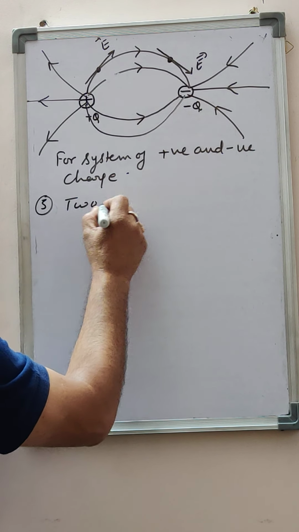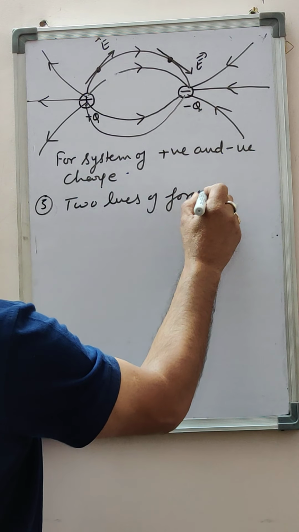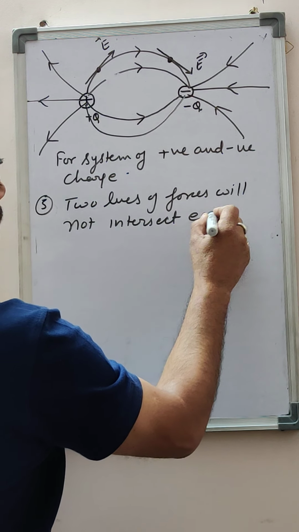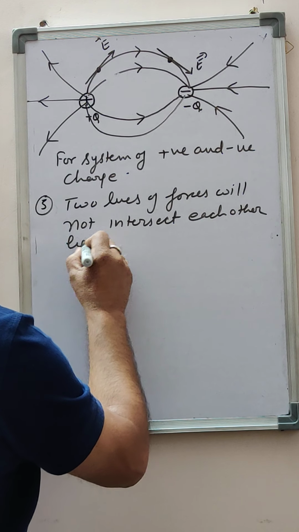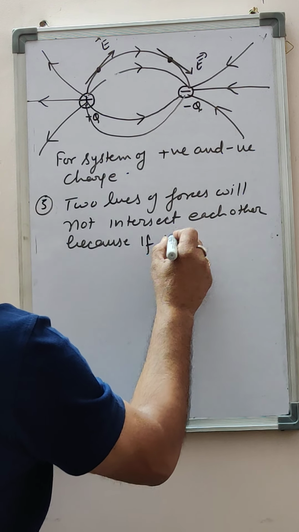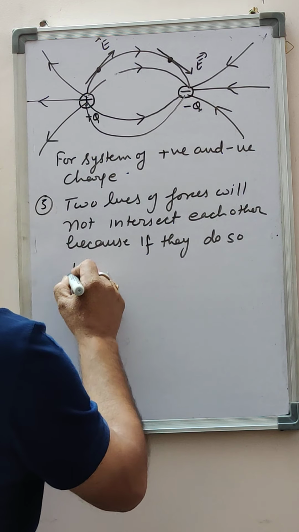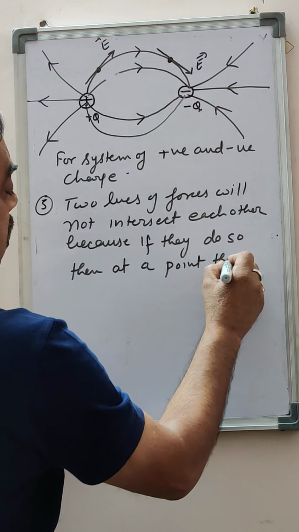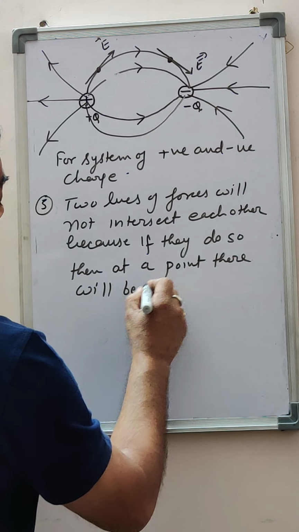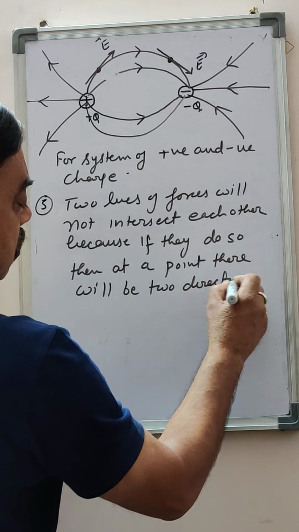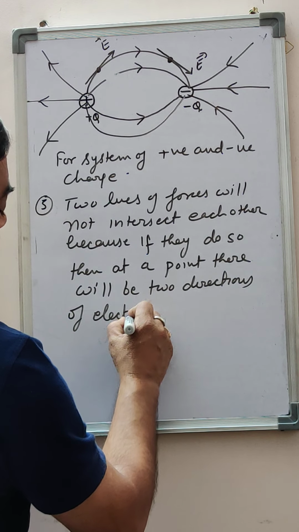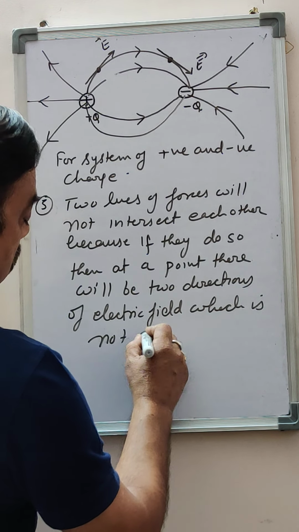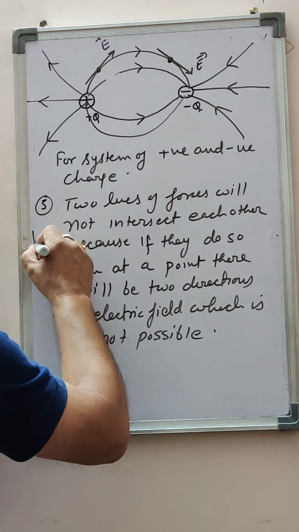Two lines of force will not intersect each other, because if they do so, then at any point there will be two directions of electric field, which is not possible. This is a very important point.